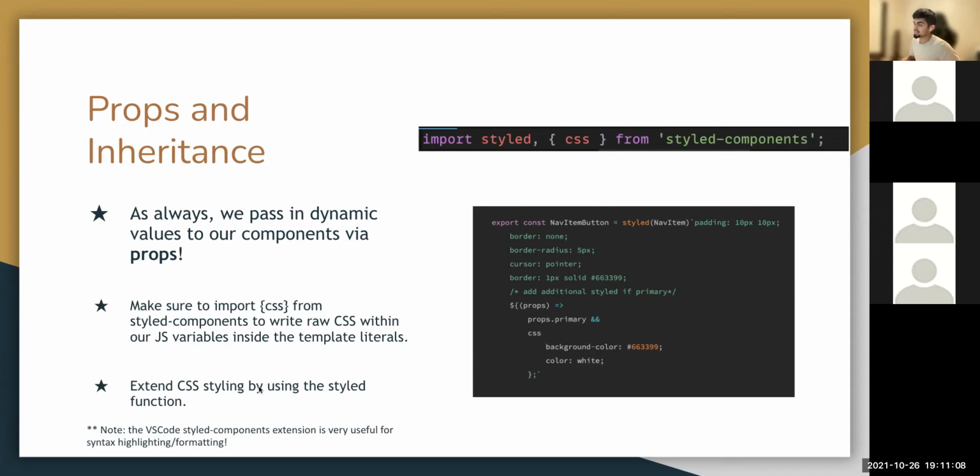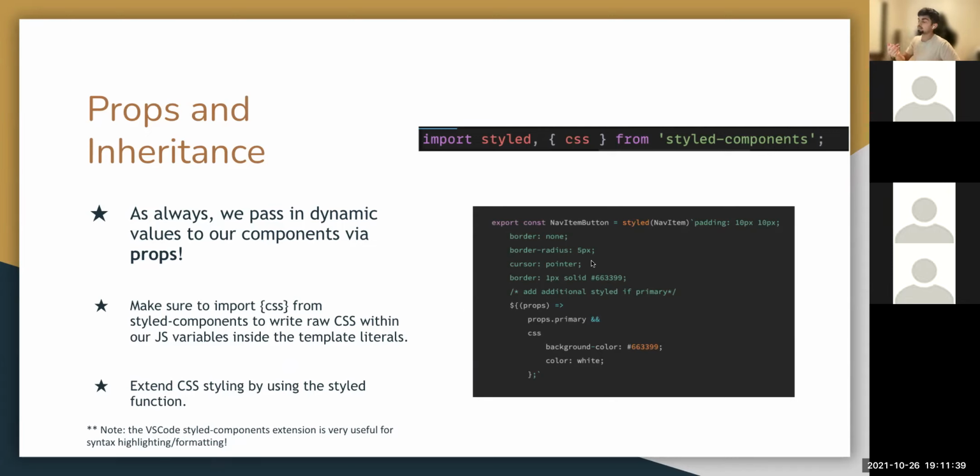This is what I mean by extend CSS styling by using this styled function. The styled function allows us to inherit from different other divs that we've manually created, as well as components that already exist, as well as different div types like button or nav or even input. And I really encourage you guys to download the styled components extension for VS Code because it'll give us all this really nice highlighting that we see here.